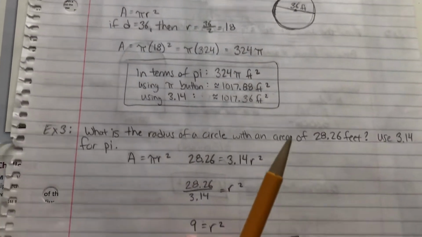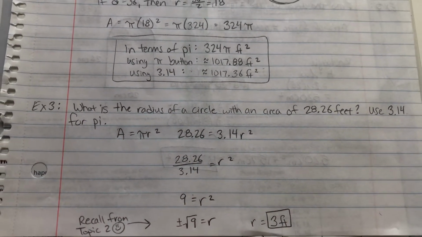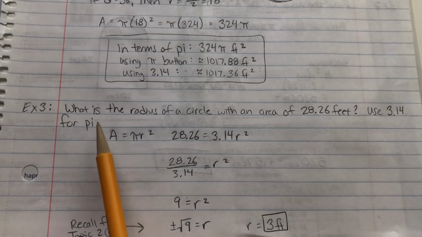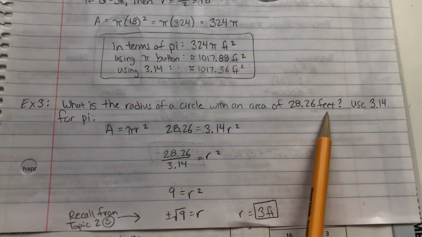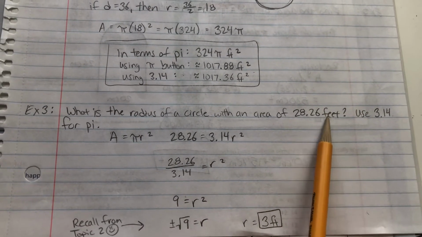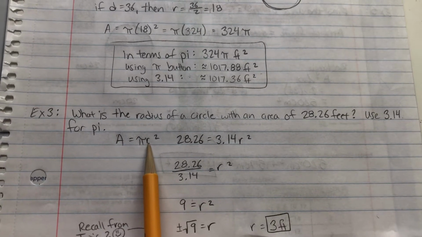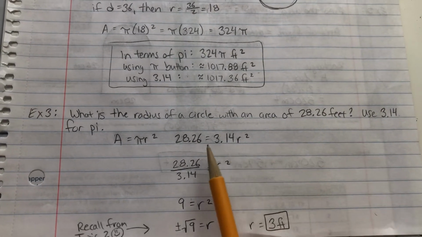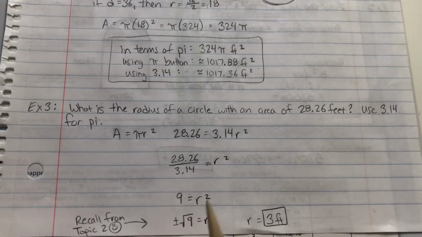For example 3, we're going to switch it up a little bit. This one's going to be a little more complex. We're actually going to work backwards. In this problem, we're asked to find the radius that has an area of 28.26. So we are given A, we don't know what R is. Okay, and it wants us to use 3.14, which is nice in this problem because then we get a nice value in these later steps here.